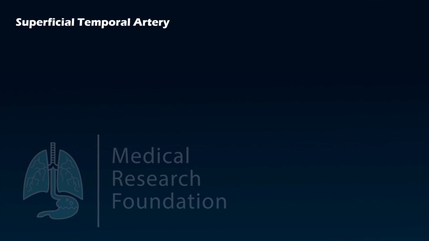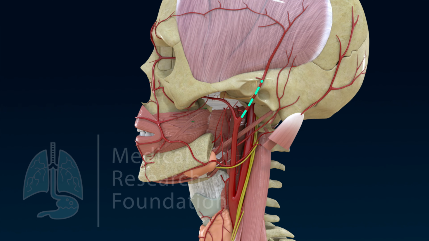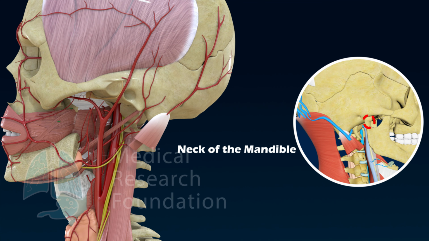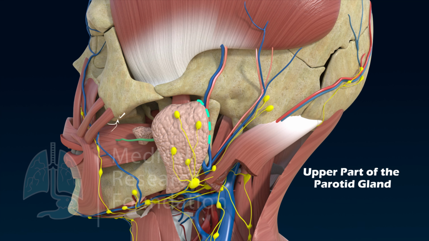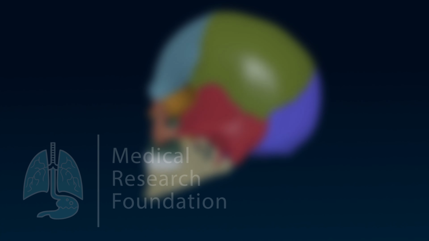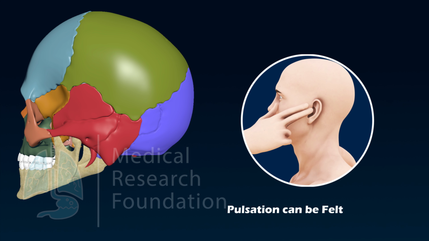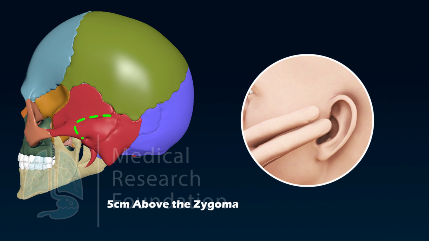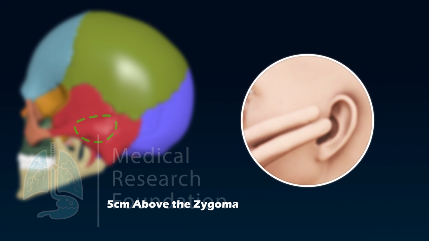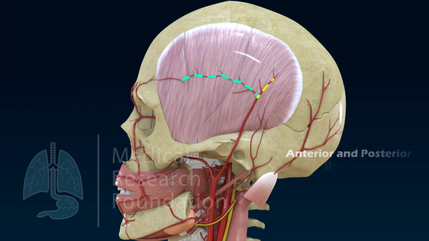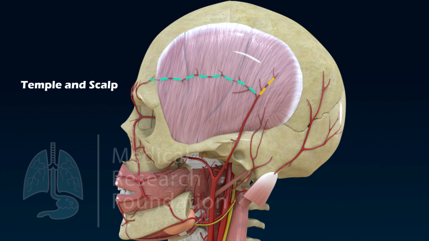Superficial temporal artery. It is the smaller but more direct terminal branch of the external carotid artery. It begins behind the neck of the mandible, deep to the upper part of the parotid gland. It runs vertically upwards, crossing the root of zygoma in front of the tragus, where its pulsations can be felt. About 5 centimeters above the zygoma, it divides into anterior and posterior branches which supply the temple and scalp.